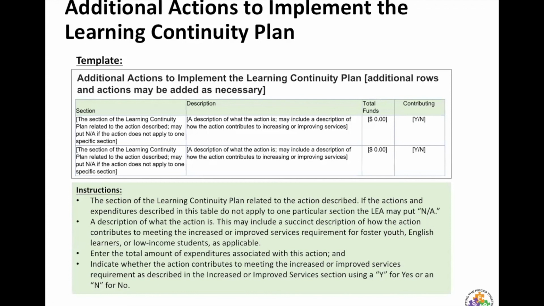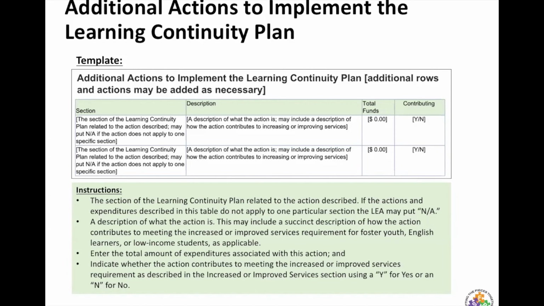And so on this slide, there's the screenshot of the additional actions table, as well as the final instructions at the bottom of the slide. Any additional actions to implement the plan may be included in this table. And this includes any actions and expenditures related to the mental health and social emotional well-being, pupil engagement and outreach, and school nutrition sections, since there is not an action table following each of these areas.